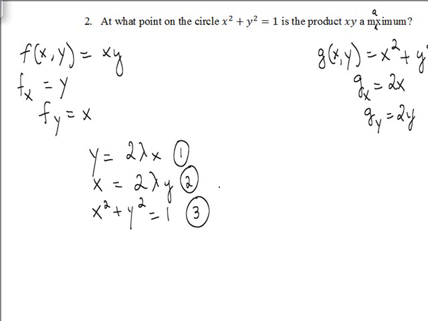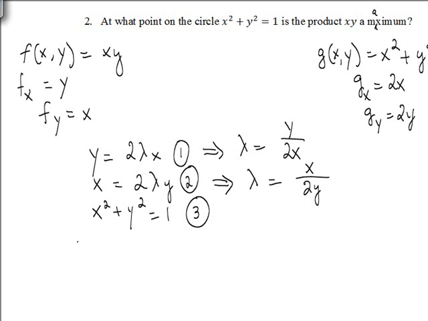Now let me show you another trick. Again, there are different methods you can use to solve this one. I'll just show you one method. If you look at number 1 and 2, you can solve for lambda. From number 1, lambda equals y over 2x. From number 2, lambda equals x over 2y. Lambda is the same. Lambda is unique. So this means these two must be the same.